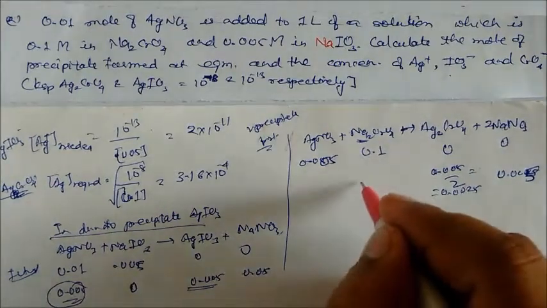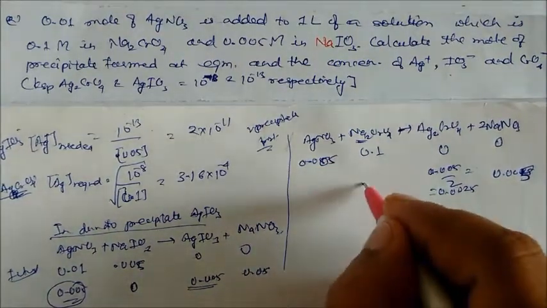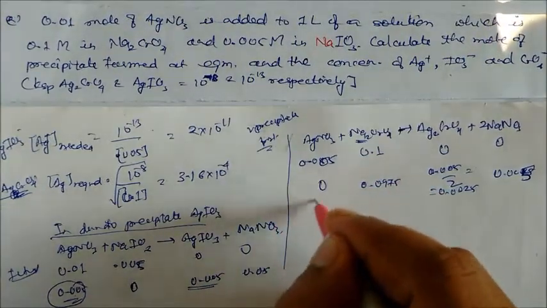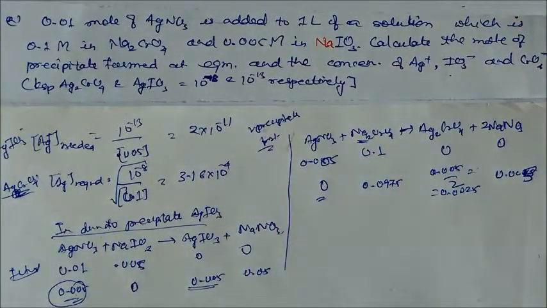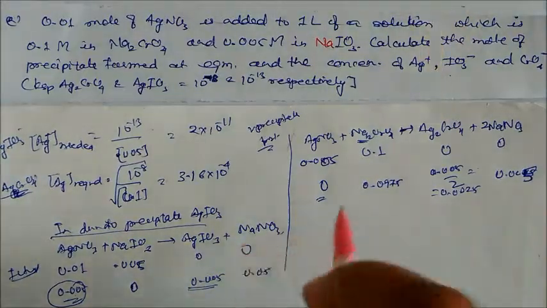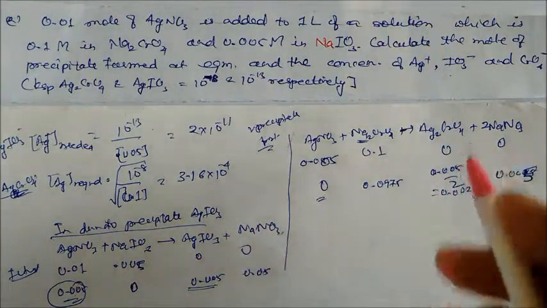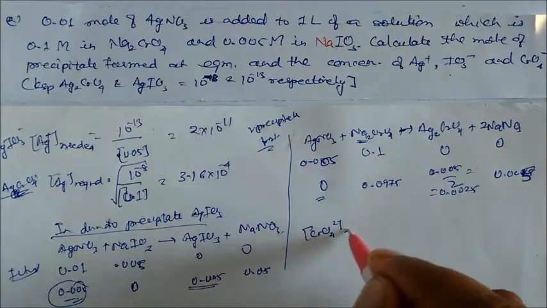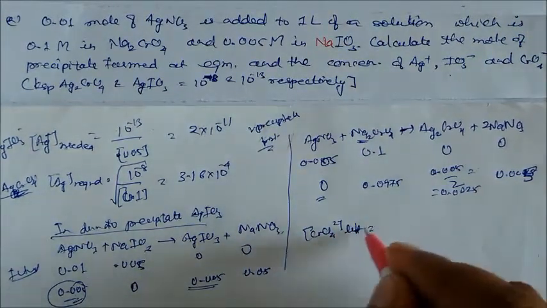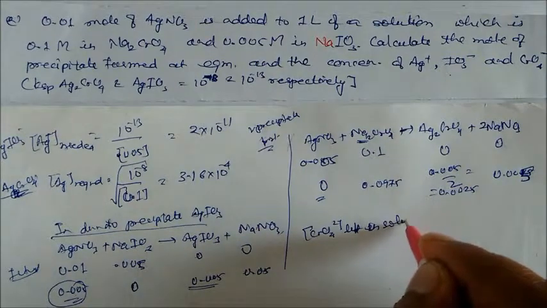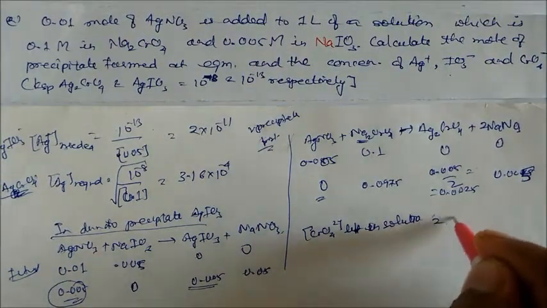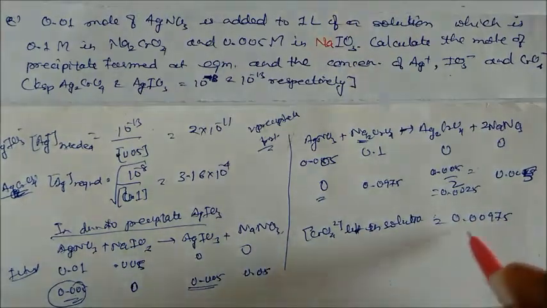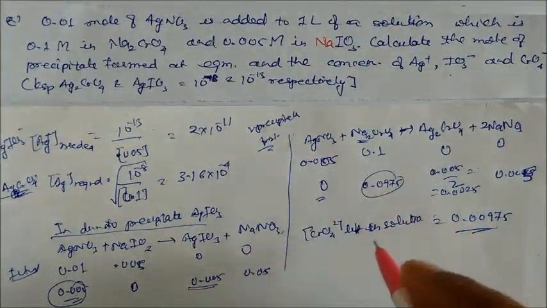Now how much will this be? 0.1 minus 0.025, so this will be 0.0975, and this will be 0. Okay, so this will be completely precipitated into Ag2CrO4. So we can see how much chromate is left in the solution. Chromate left in the solution will be 0.00975. Okay, this is the chromate which is left in the solution.